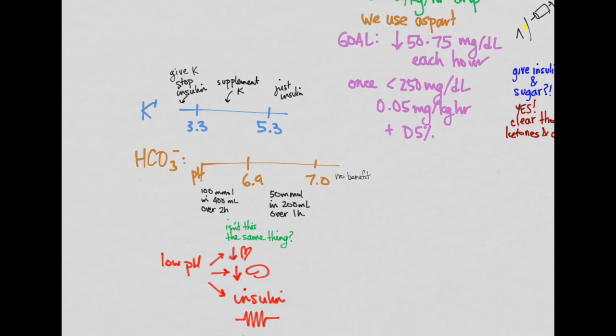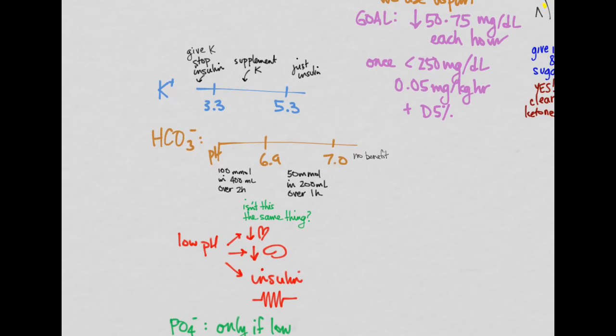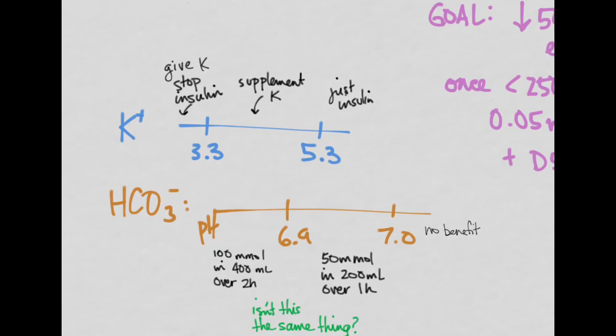Now, another thing that we talked about, let's talk about some of the electrolytes again real quickly. We said for potassium, if your potassium is less than 3.3, do not give insulin, just give potassium, get that potassium up. In this middle range here, 3.3 to 5.3, you can give insulin, but also give a little bit of potassium because we don't want to reach that number down there. Above 5.3, we've got a little bit of safety to work with, and so you can give just insulin without the potassium.